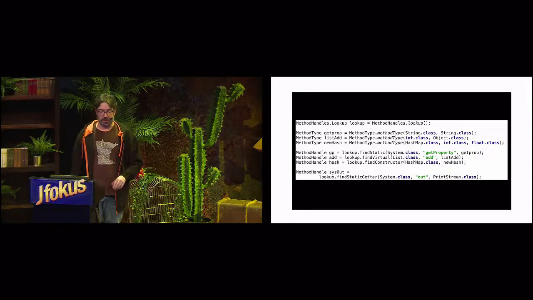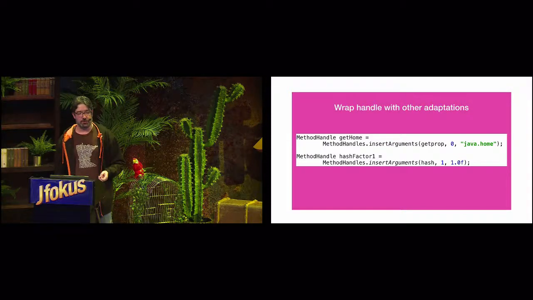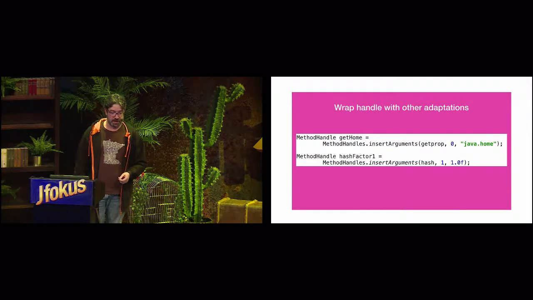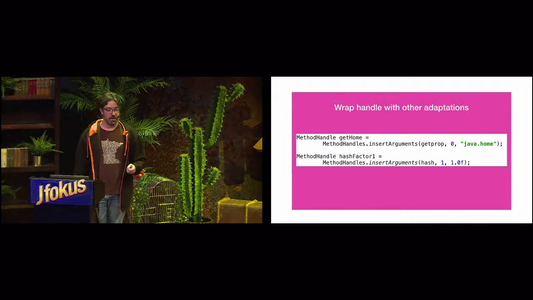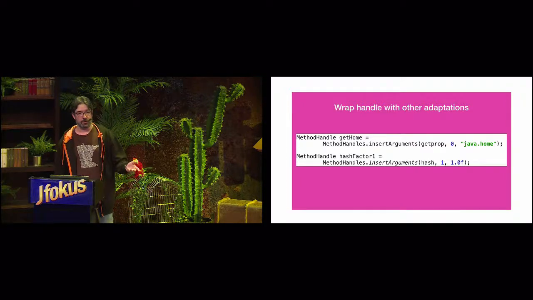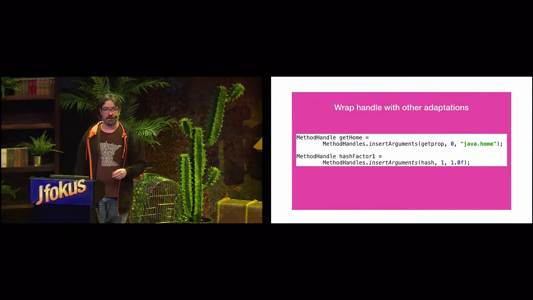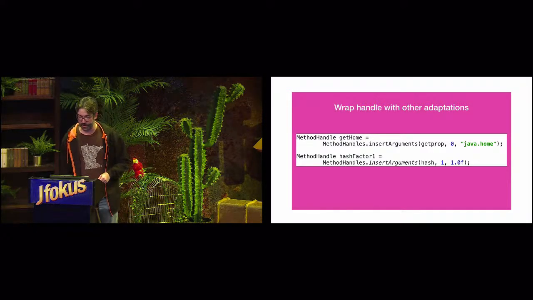So once we have these, we've got our methods, we've got our system out, now we can actually start doing more interesting things with them. I mentioned some of the adaptations that you can do around handles. For example, in this case, we're taking the getProperty method, and we're going to always use java.home as the value that we pass. This now gives us a new handle that knows how to call getProperty and always passes in java.home. And we can continue to build up more complex logic. I'll show some more examples of that later.